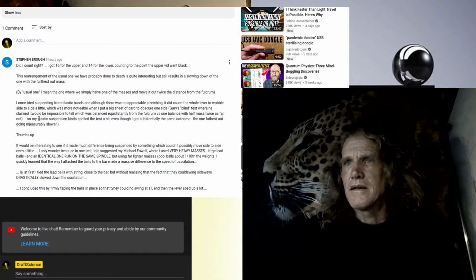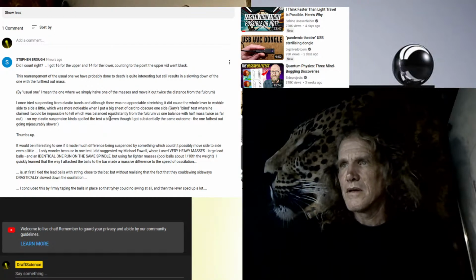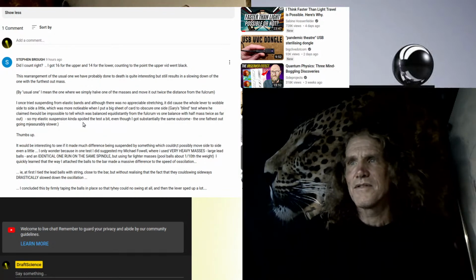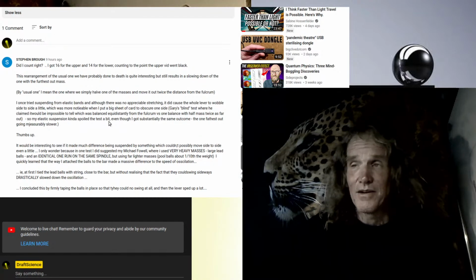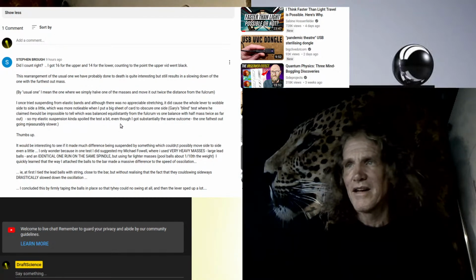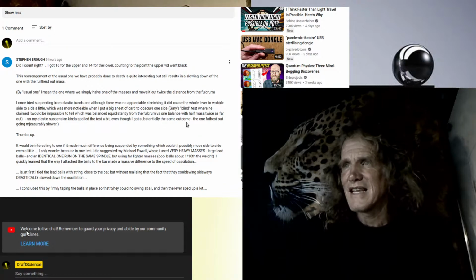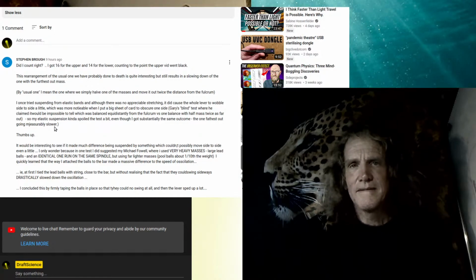All right, impossible with twice as far out. So my elastic suspension kind of spoiled the test a bit. Yeah, I don't know why somebody would think putting an elastic band on the scale would make any sense, but whatever. Even though I got substantially the same outcome, the one furthest out going measurably slower.